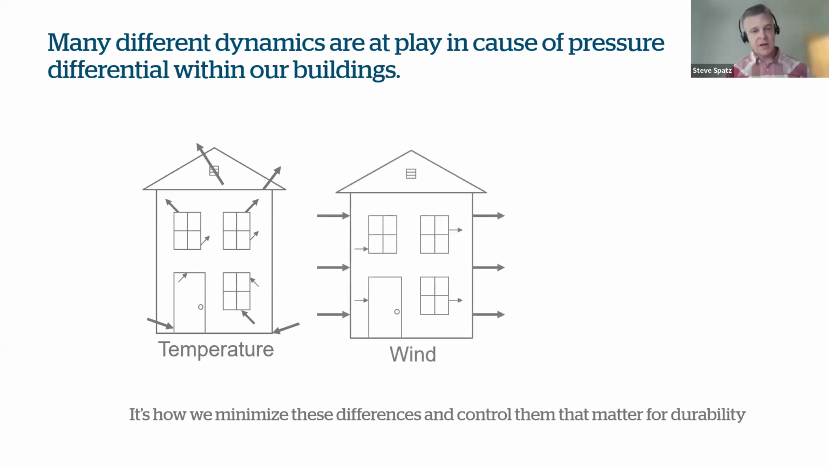Wind has an effect on pressure in the building and pressure drives. So wind pushing on the east side of the building will create positive pressure on that side of the building, and negative pressure on the west side, and suction will occur and can occur across the assemblies when that happens. So that's another dynamic of pressure differential and pressure at play within buildings.